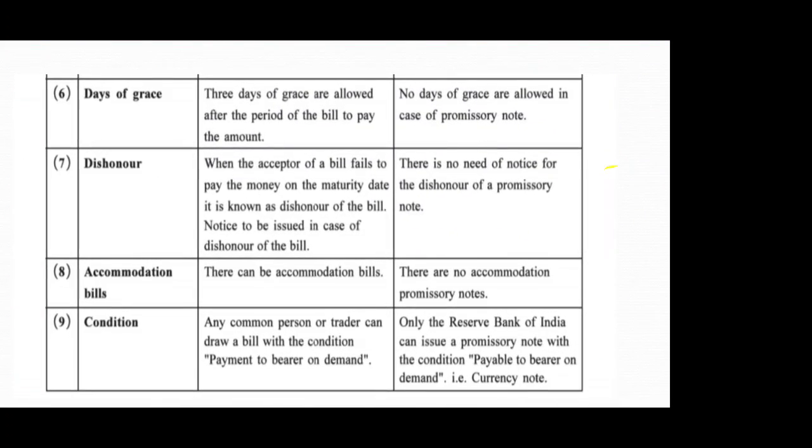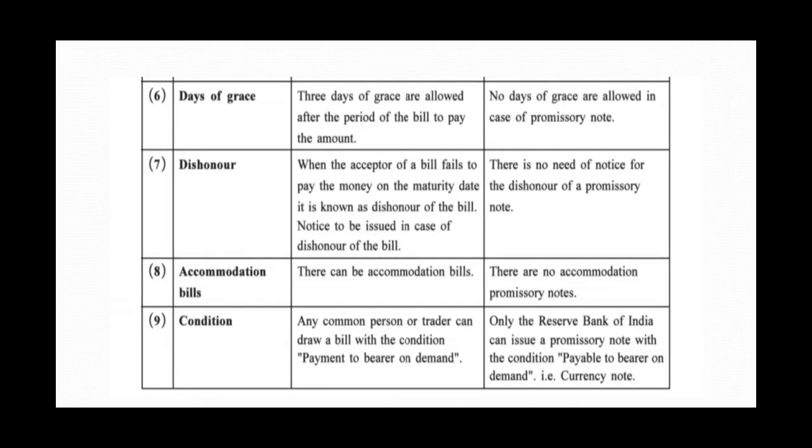Days of grace. 3 days of grace are allowed after period of bill to pay the amount in case of bills of exchange, and in case of promissory note, no days of grace are allowed. So friends, 3 days of grace are allowed here in case of bills of exchange. We will be learning about how to calculate days of grace and how to calculate maturity date in the next video lecture. Okay.